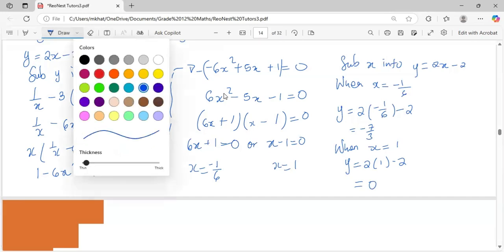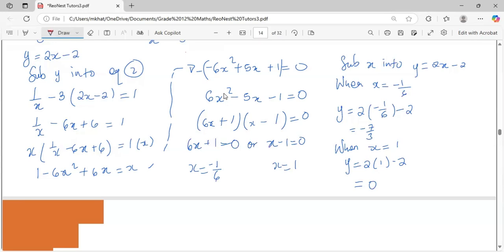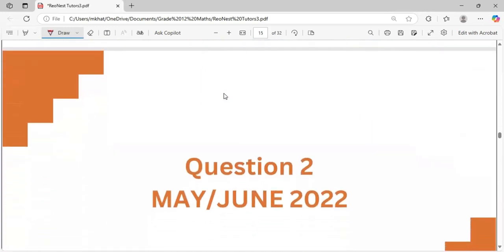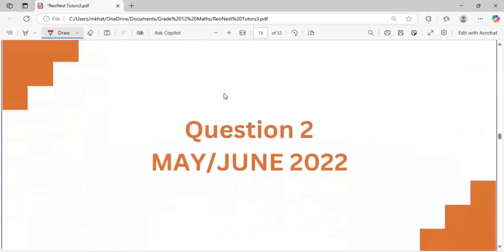So for 5 marks, you're going to get a mark for putting y as the subject of the formula, and then putting your x in a standard form, finding your x values, and substituting your x to get y values. Right. So that's it from me. In the next video, please expect question 2, where we will be dwelling on question 2 of the May-June 2022. Cheers, guys.